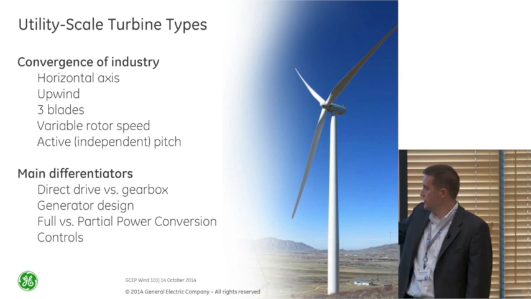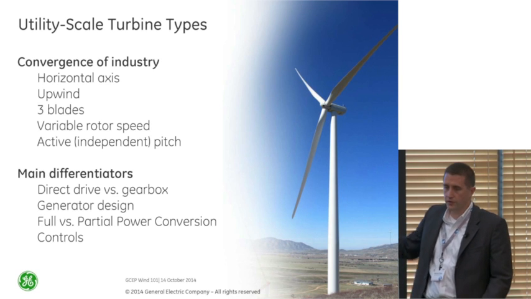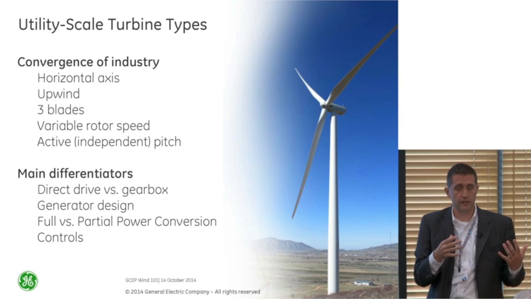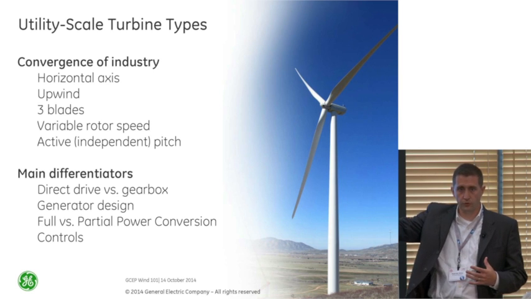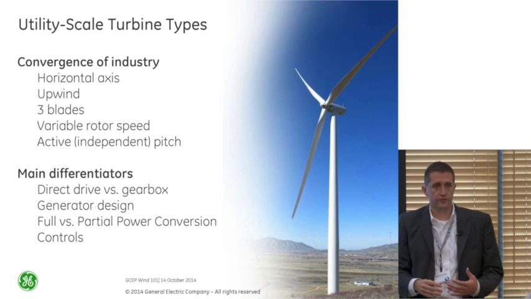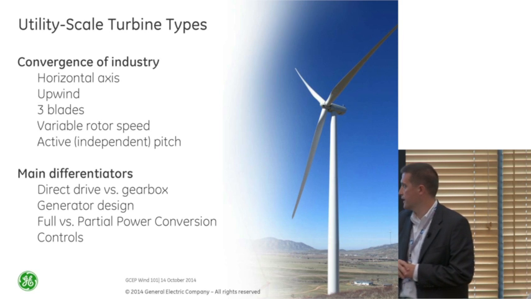Some of the main differentiators, which I'll revisit later in terms of the trades between these, the main differentiators between some of the competitors is on the drivetrain. Do you have a direct drive machine, which is really taking a rotational speed from your rotor and going right straight into a generator? Or do you step it up through a gearbox? So that's one of the differences we see between competitors in the wind industry today.